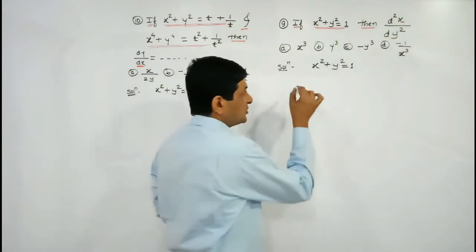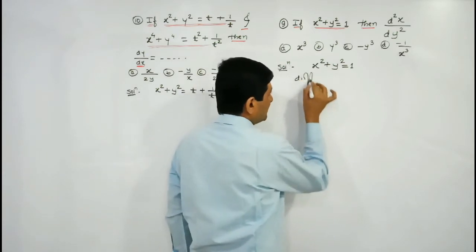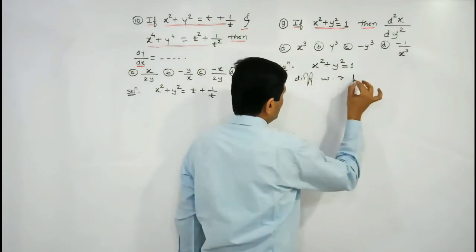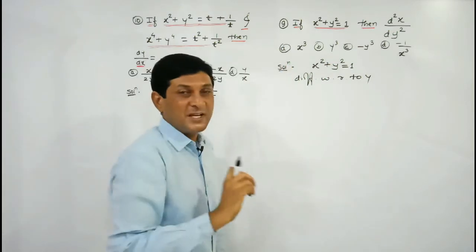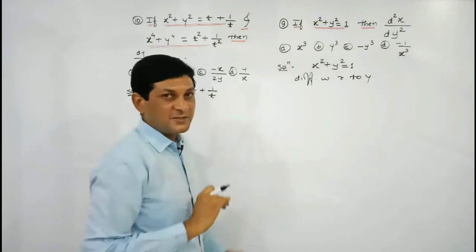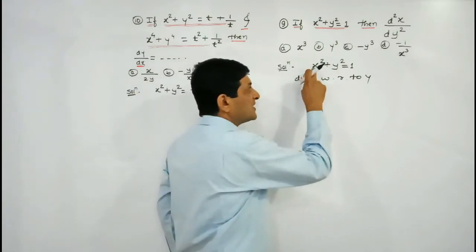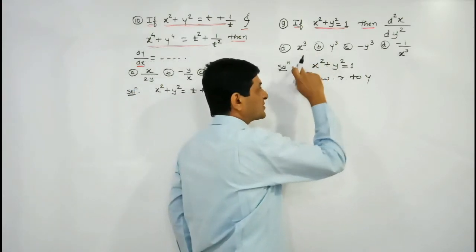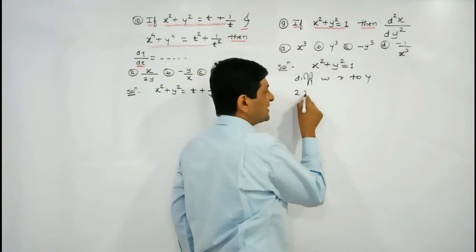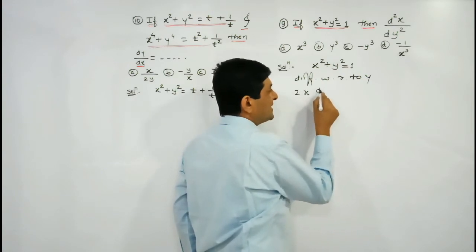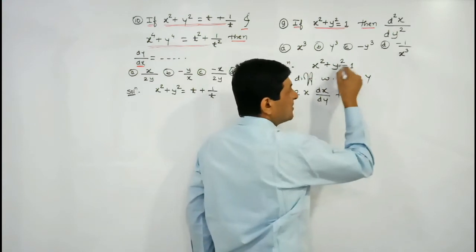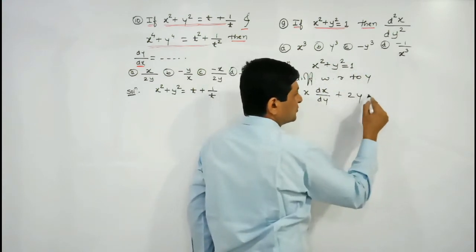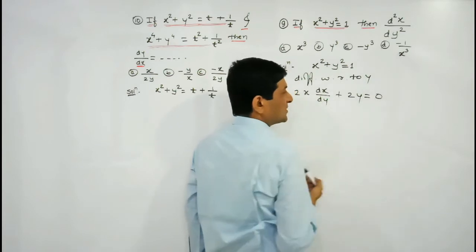So we are differentiating it with respect to y. Generally we are differentiating with respect to x, but observing our required result, we are differentiating it with respect to what? Y. So what is the derivative of x with respect to y? First take the power of x as a coefficient, decrease its power by 1, and then the derivative of x with respect to y is dx upon dy. And what is the derivative of y square with respect to y? It's 2y, and on this side the derivative of the constant term is 0.